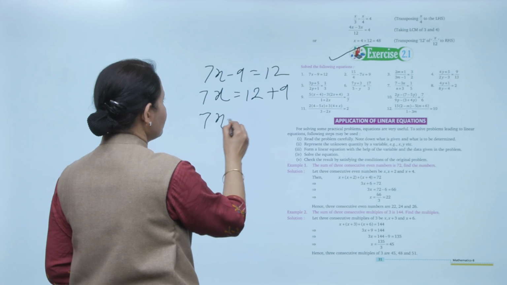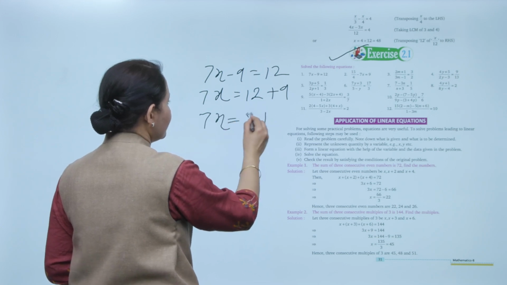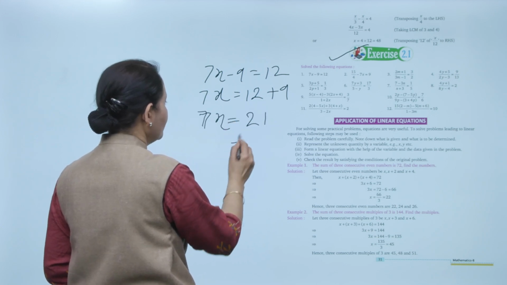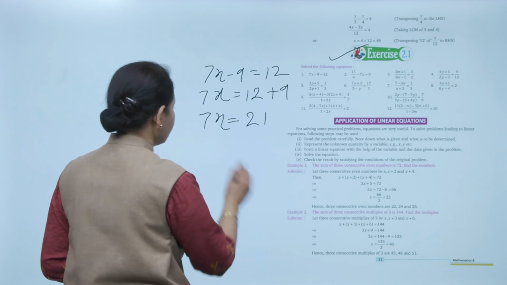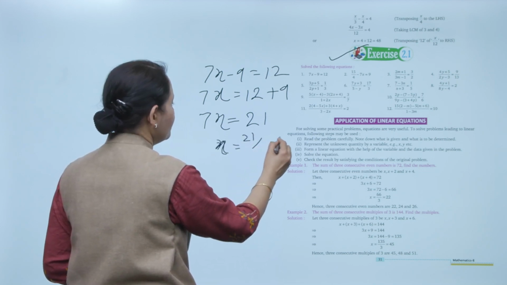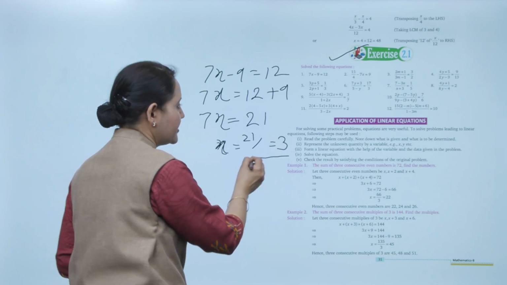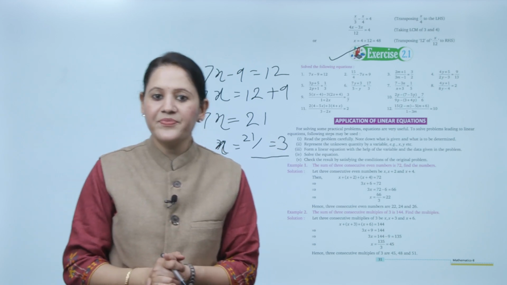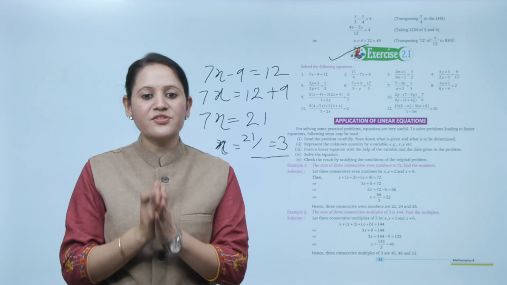7x equals 21. So x equals 21/7, that is equal to 3. That is the correct answer. Clear? So you have to practice all the questions of this exercise.